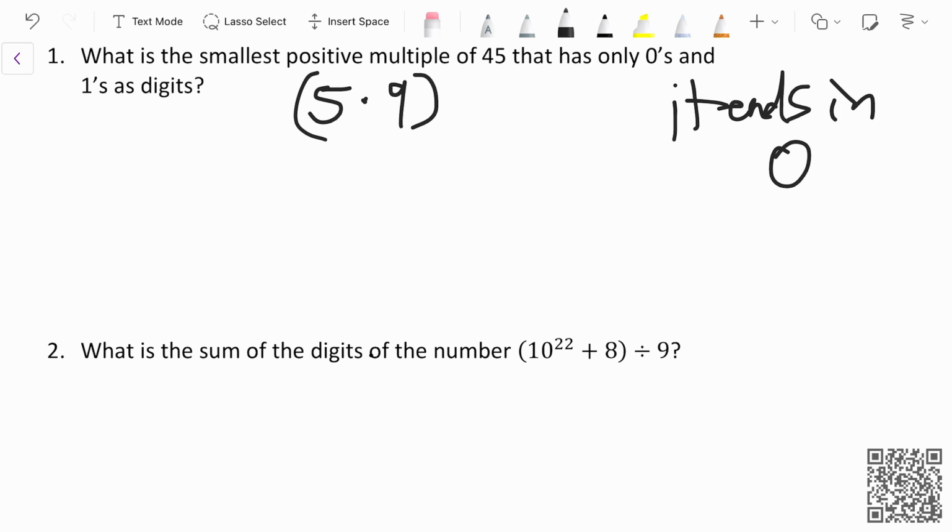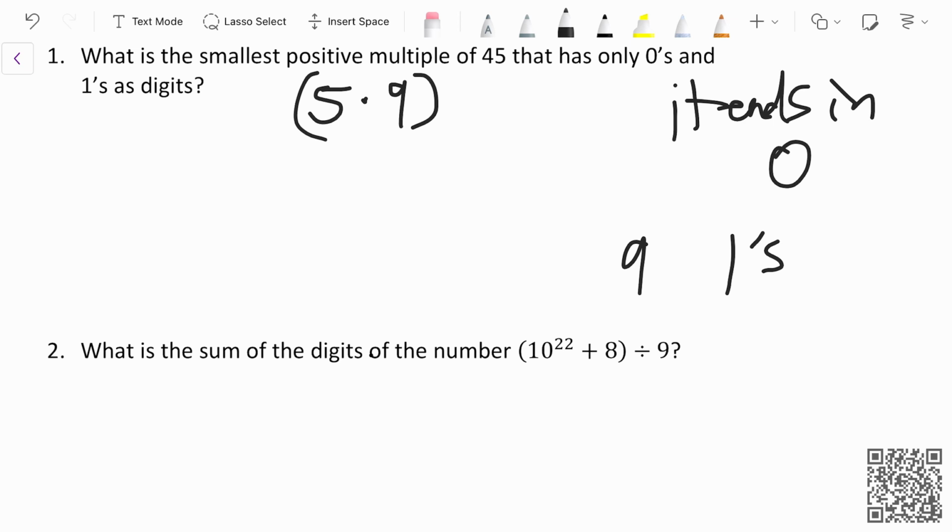And it also has to be divisible by 9. The rule of divisibility for 9 is that all the digits added up have to be divisible by 9. Since we don't have anything to add here except ones, we're going to have at least 9 ones, and it has to be the smallest. So there's going to be 9 ones.